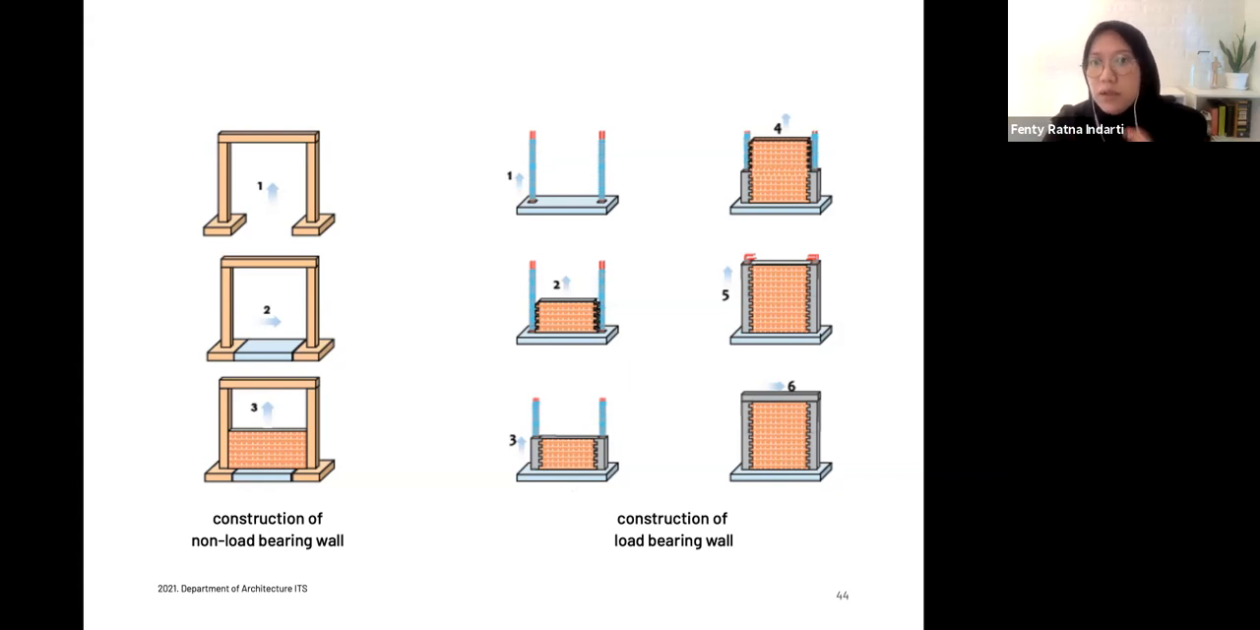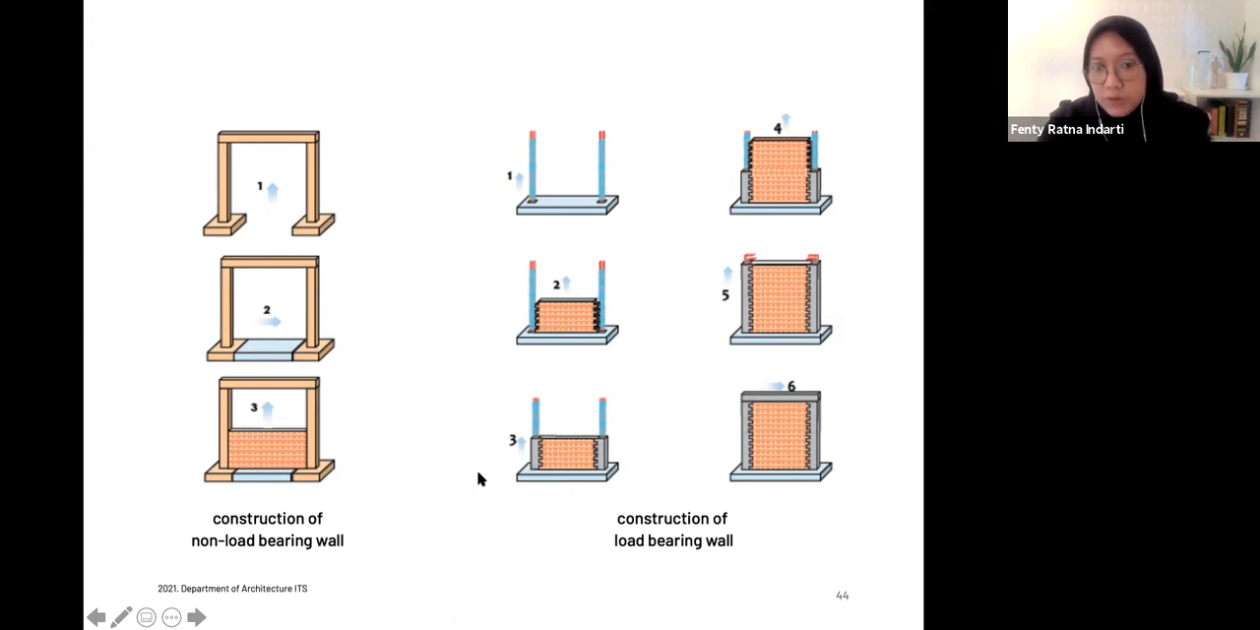That's why our government advised us to use this type of construction process to create the load-bearing wall elements, so that we can prevent the collapse of a building during an earthquake.